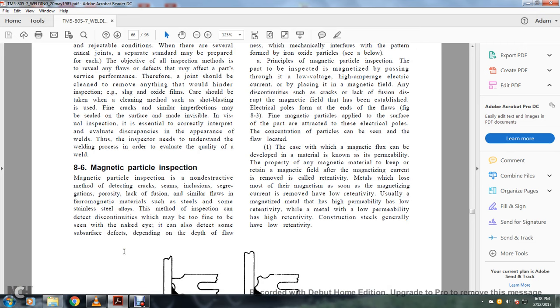8.6. Magnetic particle inspection. Magnetic particle inspection is a non-destructive test for detecting cracks, seams, inclusions, segregation, porosity, lack of fusion, and similar flaws in ferromagnetic materials such as steels and some stainless steel alloys. The method can detect discontinuities that can be seen with the naked eye, and it can also detect some subsurface defects depending on the depth of the flaw.